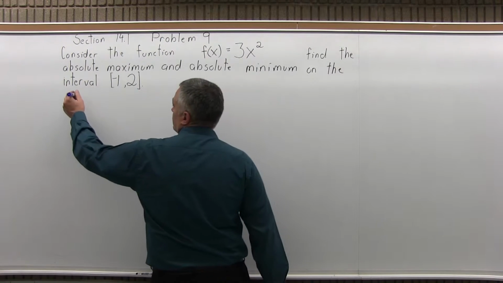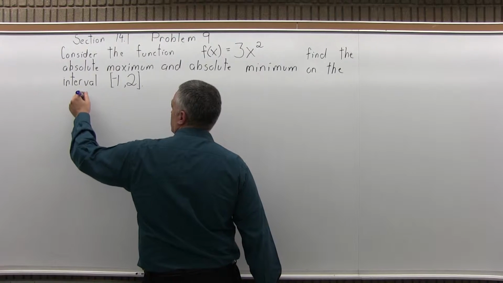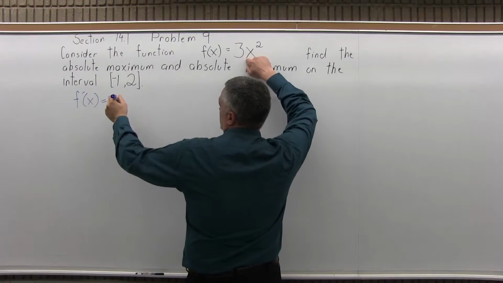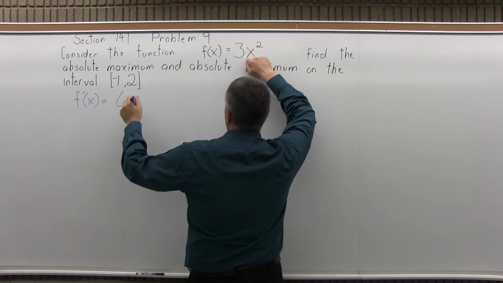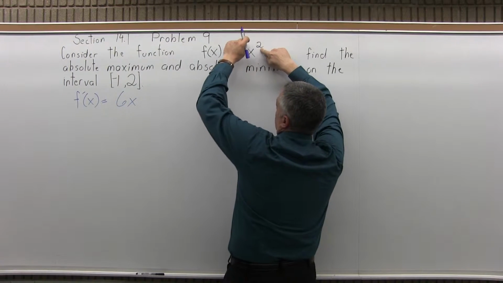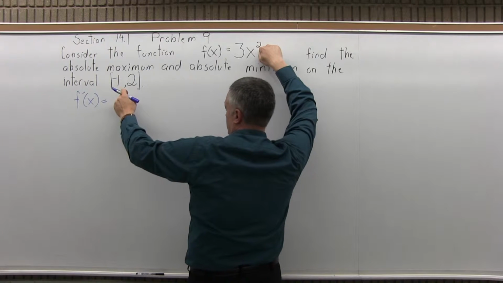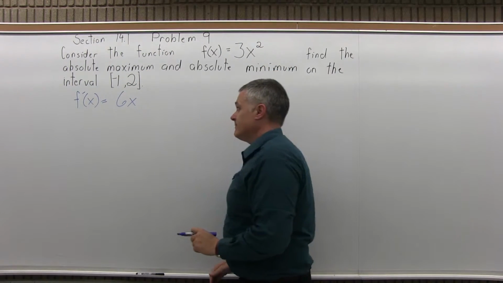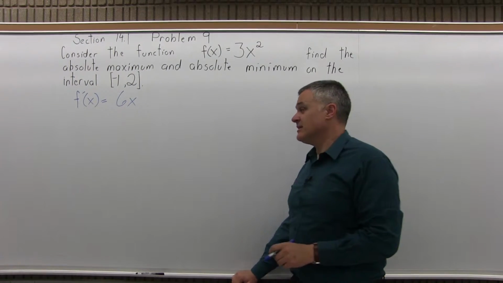Step 1 is find the derivative. So f prime of x equals, well, the 3x squared has a derivative of 6x to the first. The exponent of 2 comes down times the number in front of 3. 2 times 3 is 6. x to 1 less power. And that's f prime of x, easy enough.